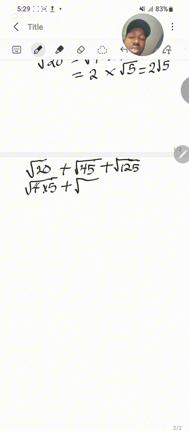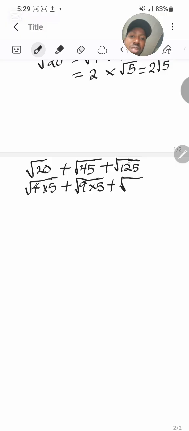If I use 3 to divide 45, 3 in 45 is 15. That means 15 times 3 is going to give me 45. But I can't use any of those because none of those two numbers is a perfect square. So I can easily use 9 times 5 plus.